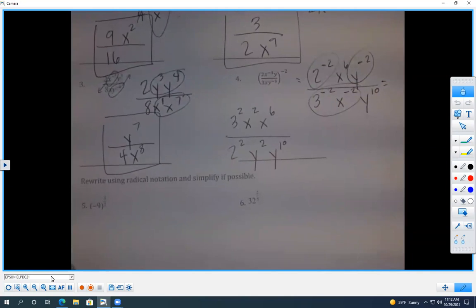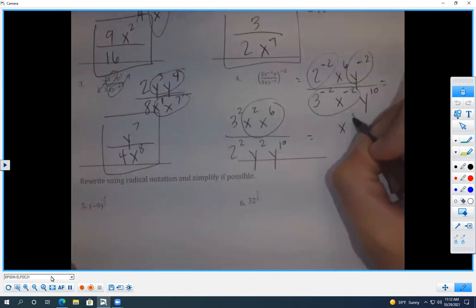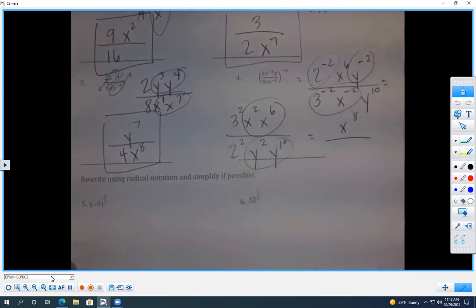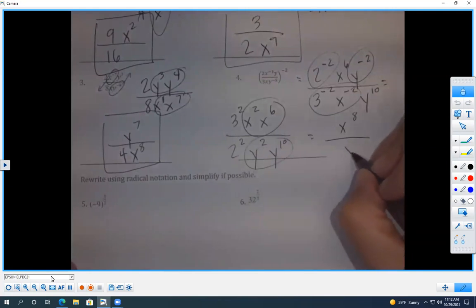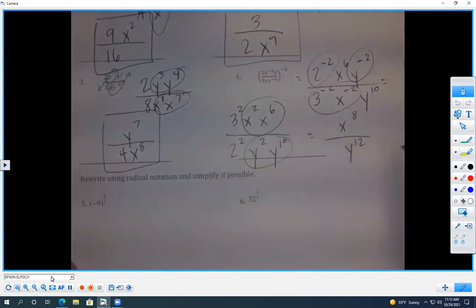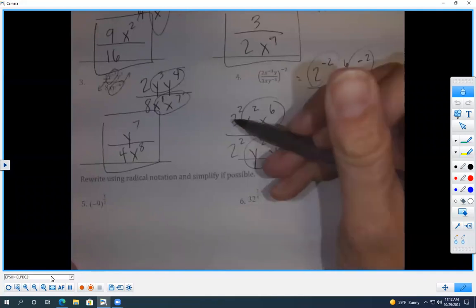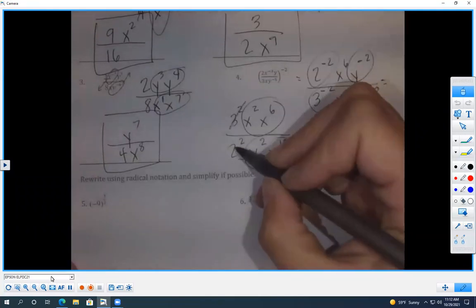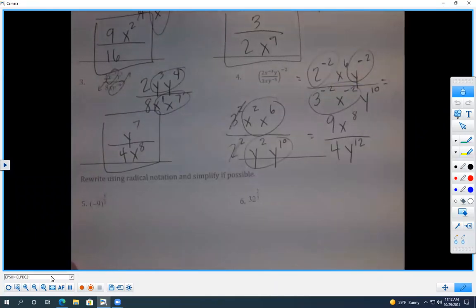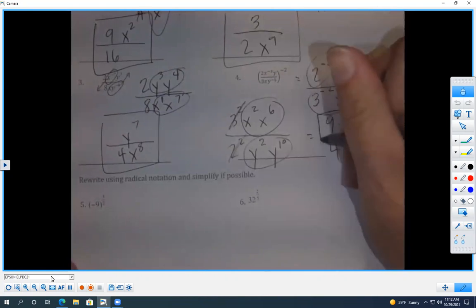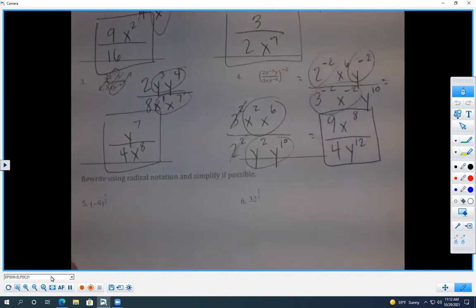And then you can put together your x's and your y's. x2 and x6 on top make x8. y2 and y10 on bottom make y12. 3 squared is 9. 2 squared is 4. So that's your answer.